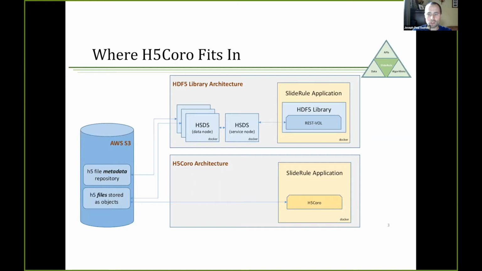Our initial architecture using the HDF5 library would use the REST file connector talking to HSDS, going to S3, with the metadata there and the H5 files there as well. H5Coro is just a plugin replacement for that. It just plugs right into the application. It's statically linked in, and it doesn't need a metadata repository. It just goes straight to the H5 files in S3.